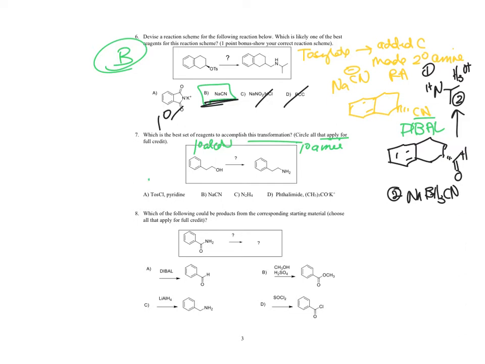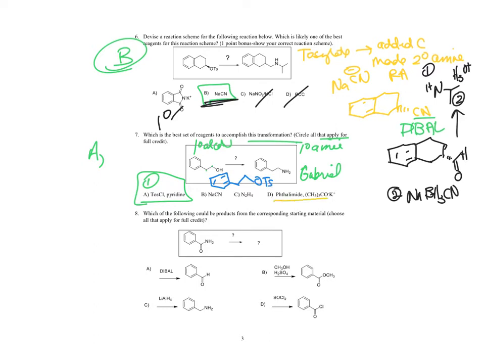So the first thing you're going to do is tosylation, so A. And we did not add carbon, so we don't need B. This is a primary amine, so you should be thinking Gabriel. So the first thing that's going to happen is you're going to make O-tosyl, which is a good leaving group.